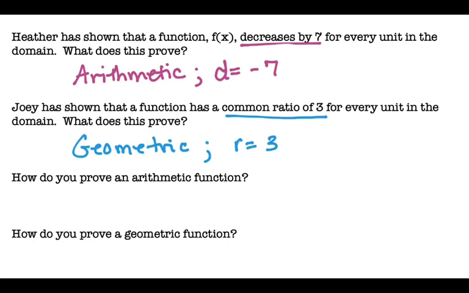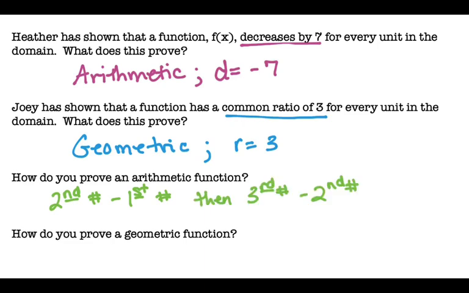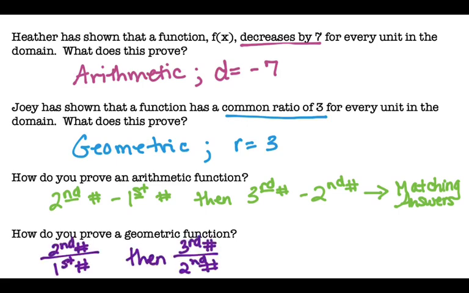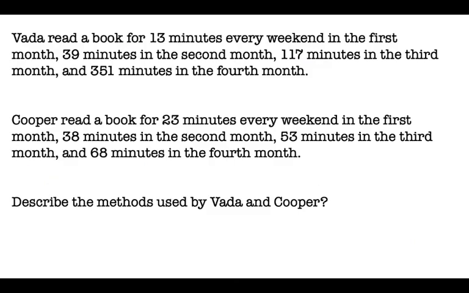So how do you prove that it's arithmetic or geometric? Well, we have to do that second minus first and third minus second, and then second divided by first and third divided by second. So that's exactly what we're going to write. Just remember that those answers have to match in order for it to be arithmetic when you're subtracting, and when you're dividing, those answers have to match in order for it to be geometric. All right, going on to the next one.